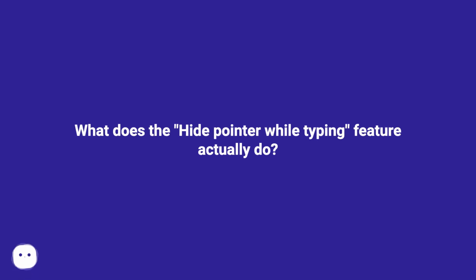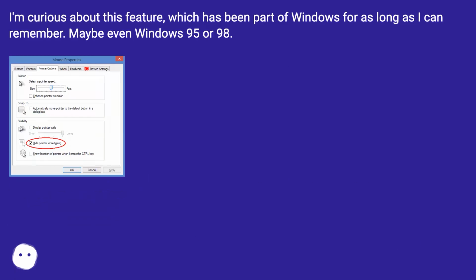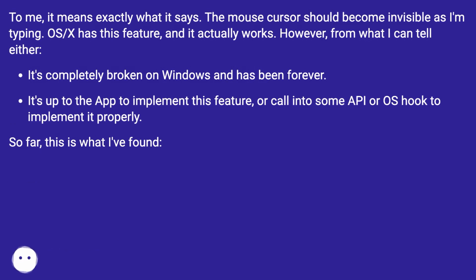What does the hide pointer while typing feature actually do? I'm curious about this feature, which has been part of Windows for as long as I can remember, maybe even Windows 95 or 98. To me, it means exactly what it says. The mouse cursor should become invisible as I'm typing.